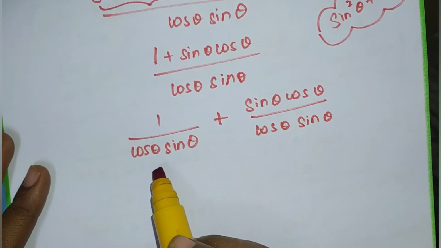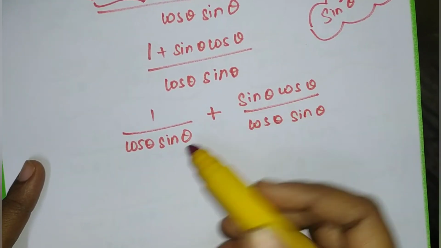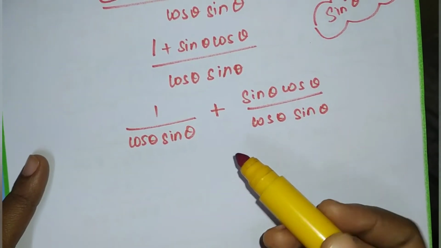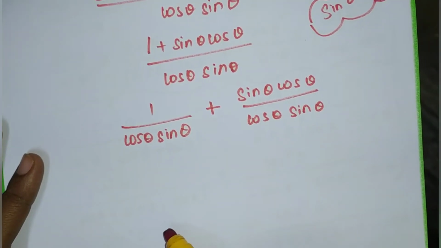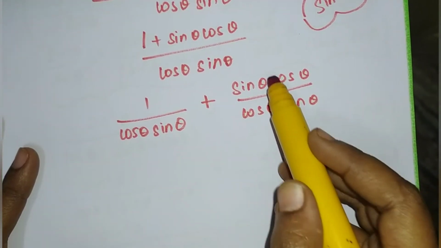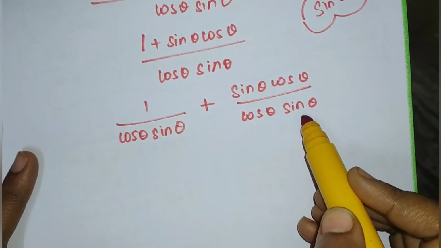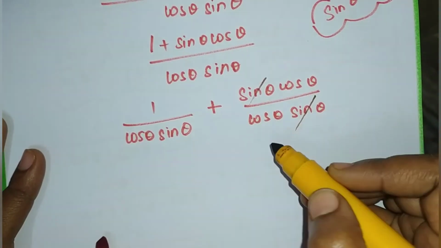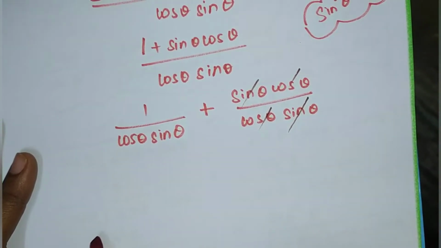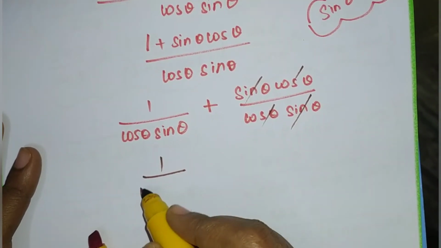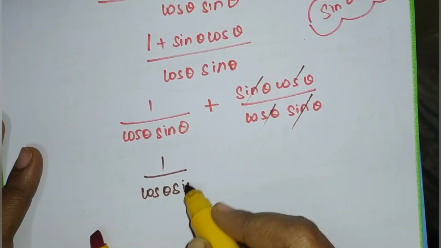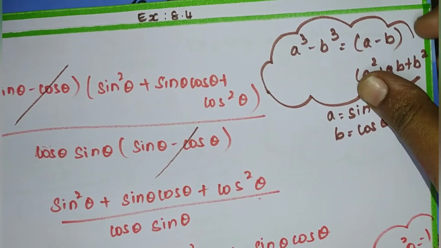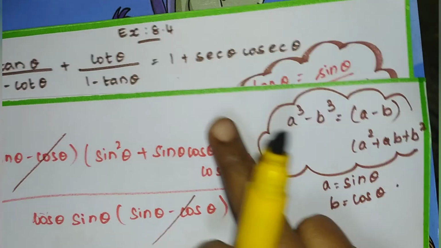Separate this one. If we take the LCM, what will we get? 1 plus sin theta cos theta only. So we can separate like this, and here we can cancel sin theta cos theta with sin theta cos theta. The remaining is 1 by cos theta sin theta plus 1. So we got 1. See the question, we got 1.